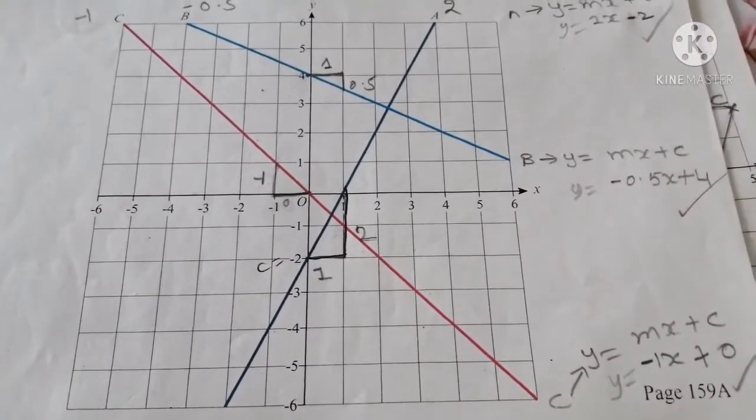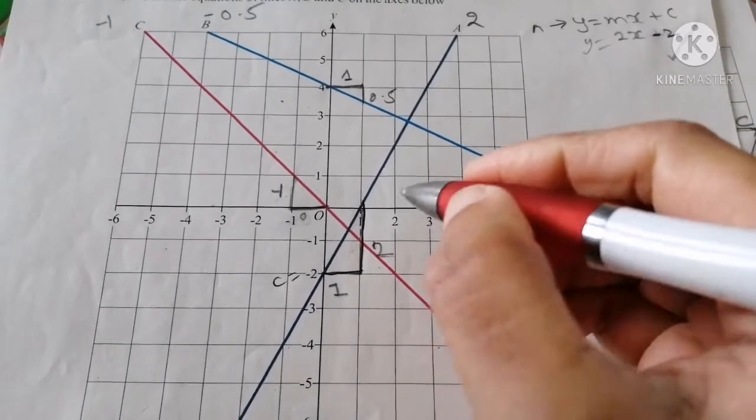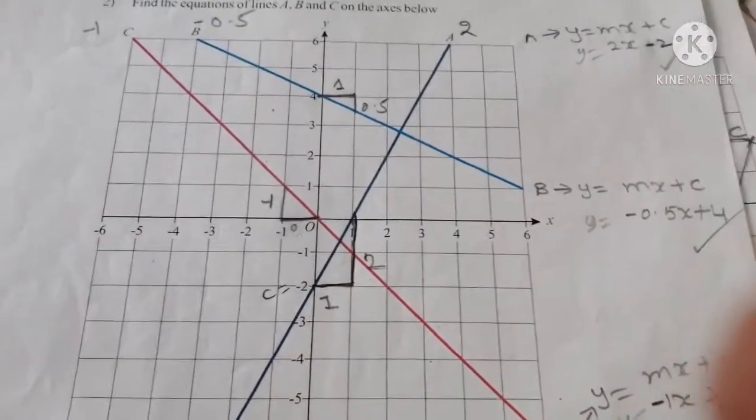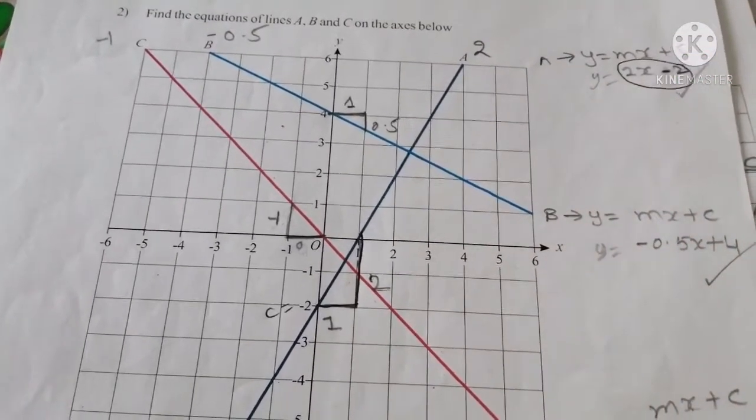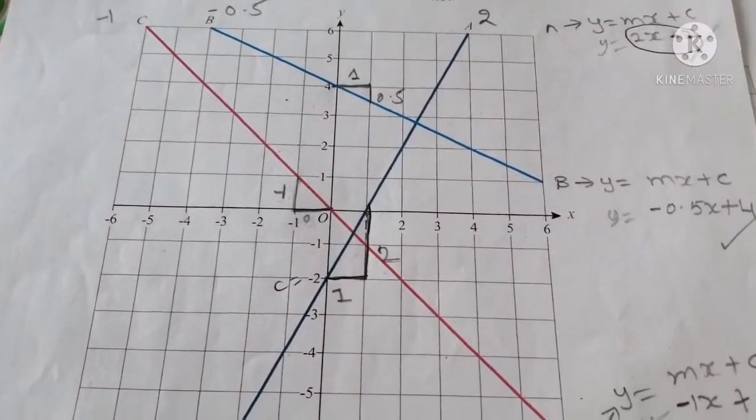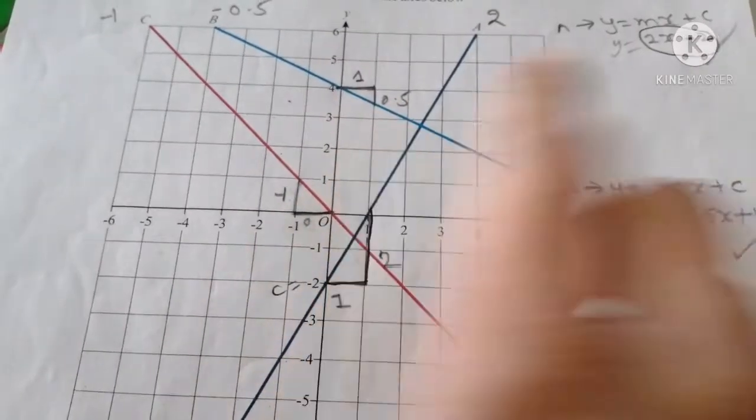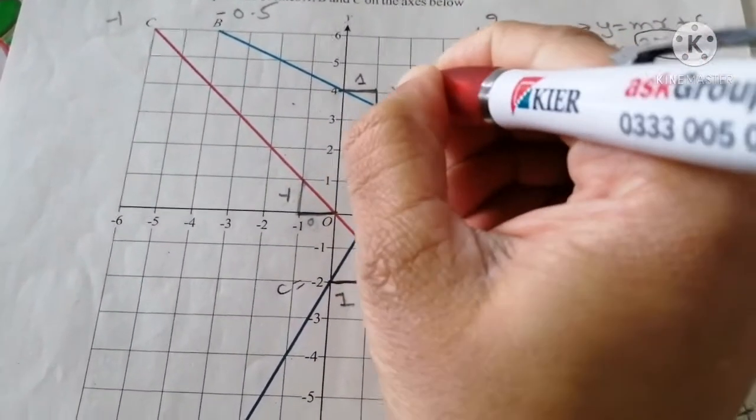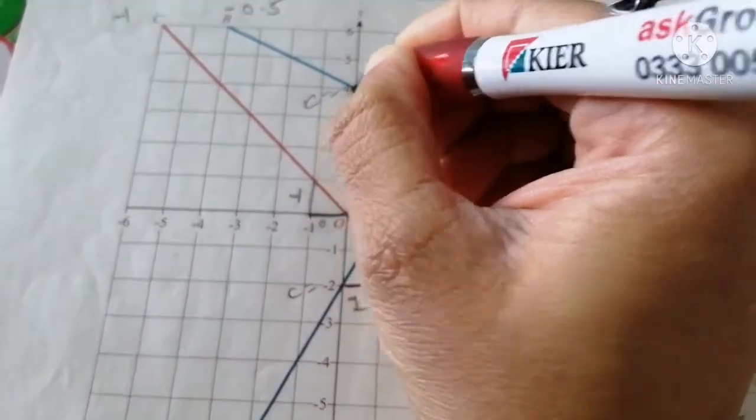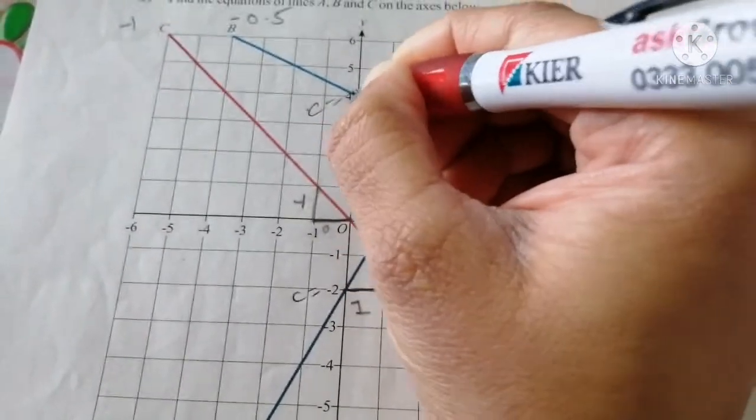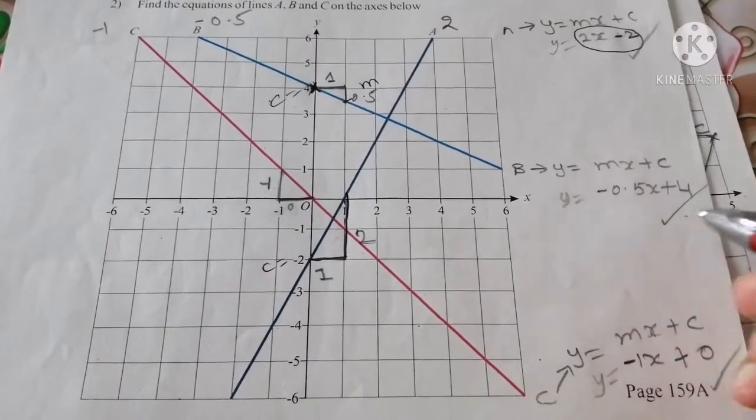That means not negative gradient, it is compulsory positive gradient. So y equal to 2x minus 2. If you arrange the formula for this straight line graph, and we will see B, it is sloping downhill, so that means m equal to minus 0.5, c equal to 4, because it is crossing the y-axis at 4. So y equal to minus 0.5x plus 4.